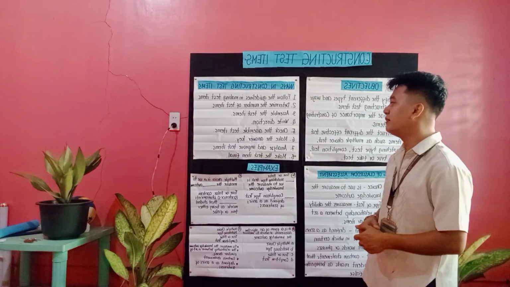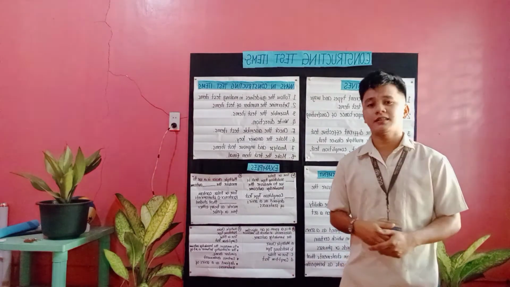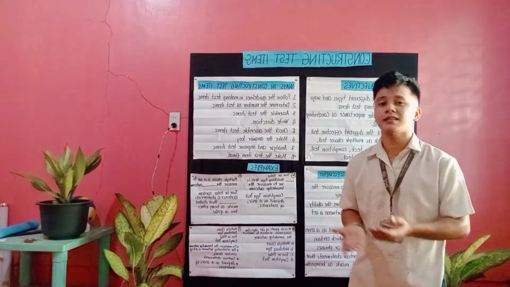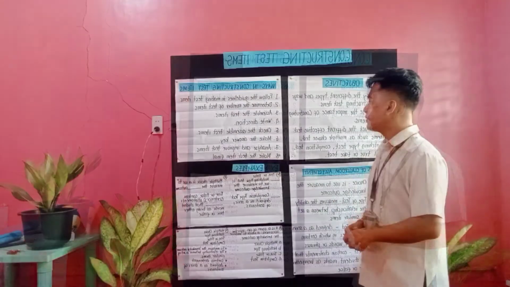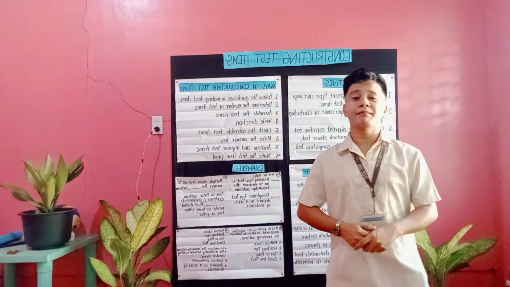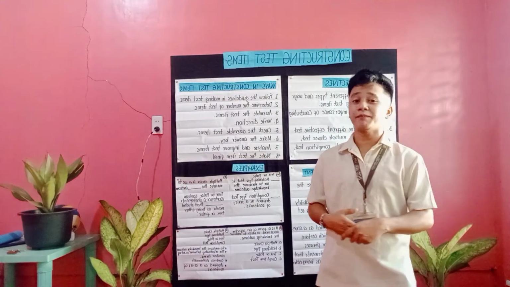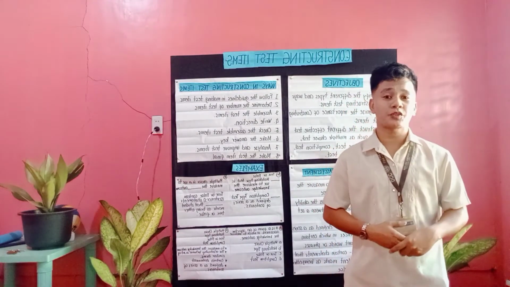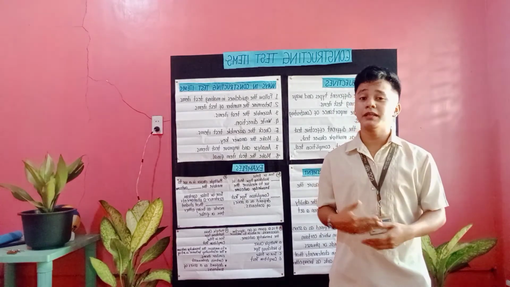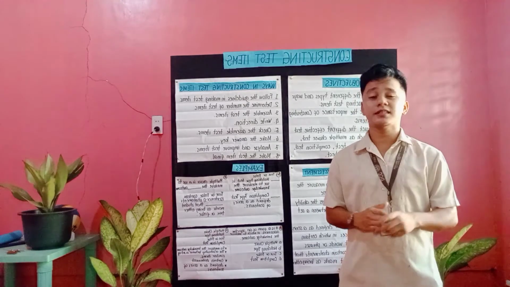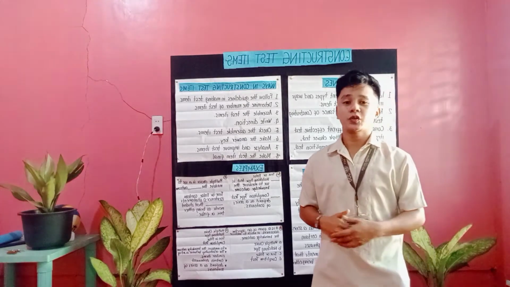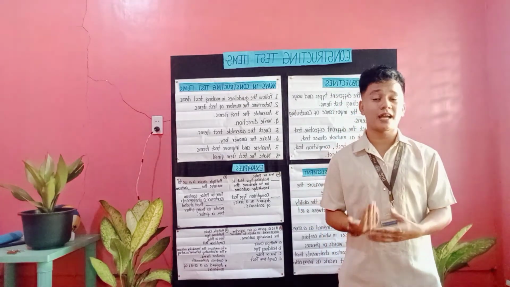Number 5, check the assembled test items. You already formed a test item, so what you need to do is double check to avoid errors. Number 6, make the answer key. In making answer keys, avoid using patterns such as in multiple choice, AAA, BBB, CCC, or DDD, or in true or false, TTT, FFF, so that the students will not take advantage of it.